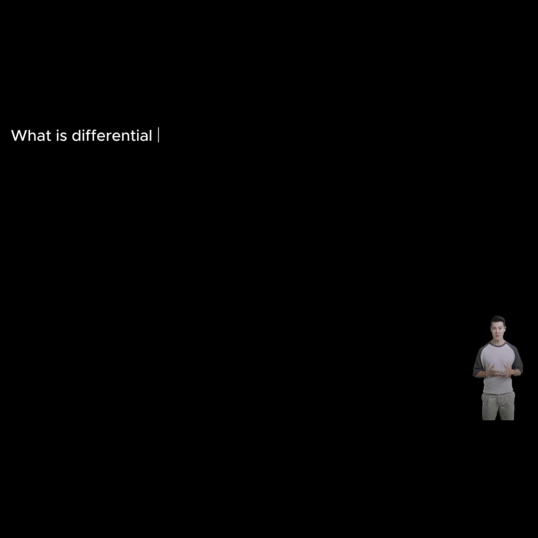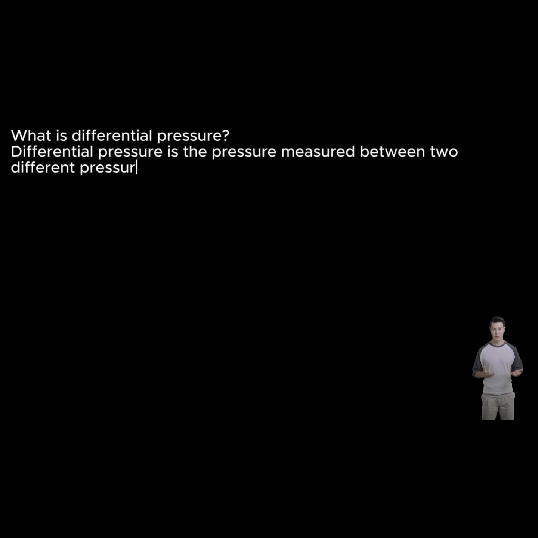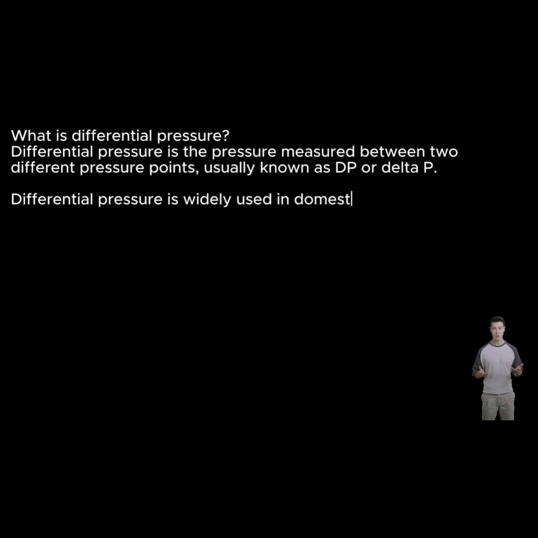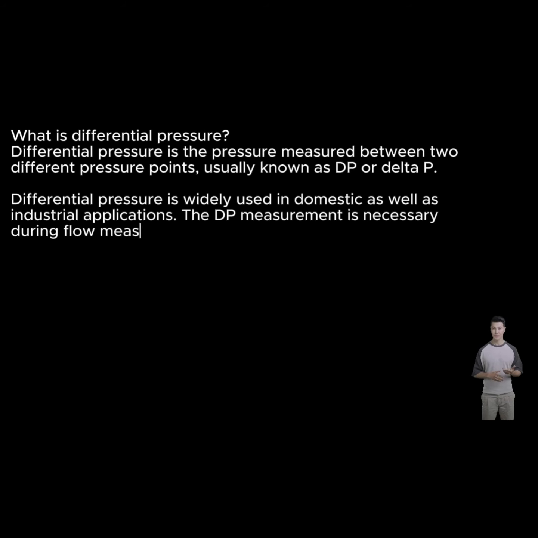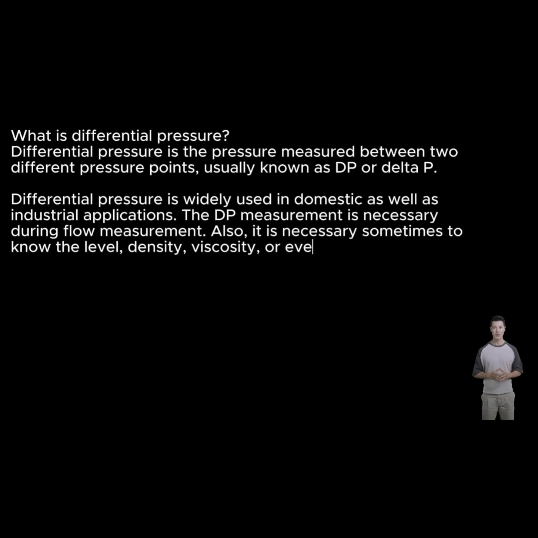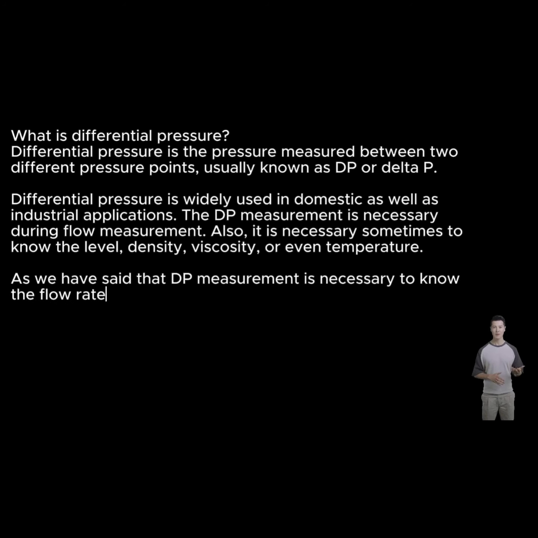What is differential pressure? Differential pressure is the pressure measured between two different pressure points, usually known as dP or delta P. Differential pressure is widely used in domestic as well as industrial applications. The dP measurement is necessary during flow measurement. Also, it is sometimes necessary to know the level, density, viscosity, or even temperature.